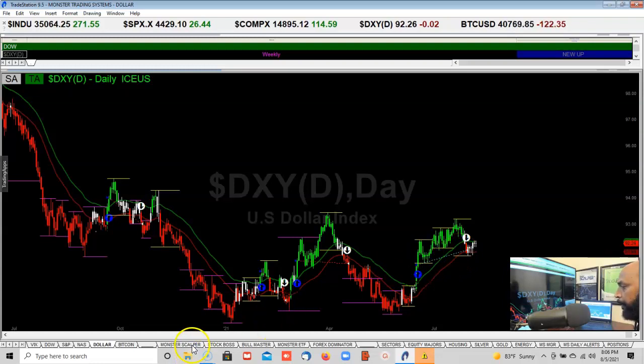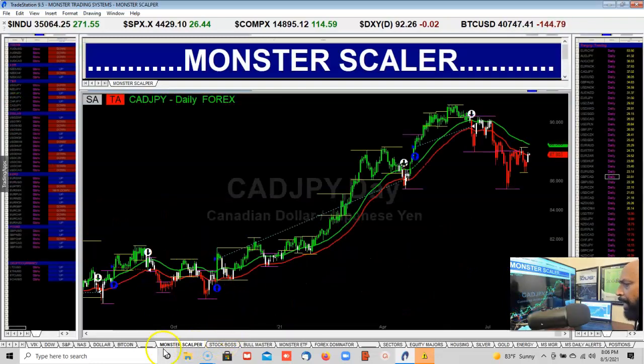All right. If we take a look at Monster Scalper, you'll notice everything is mixed, guys. There's no real trends in Forex. Here are your cryptos right here. So cryptos are moving up, but no real trends in Forex. So keep that in mind. If you're going to trade, reduce your lot sizes and reduce your time frames.